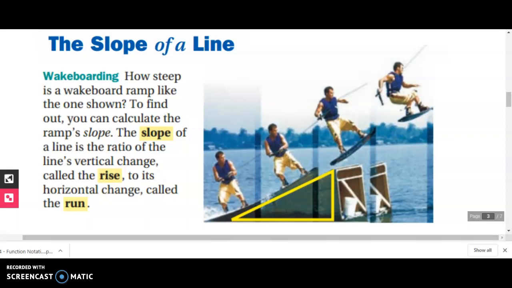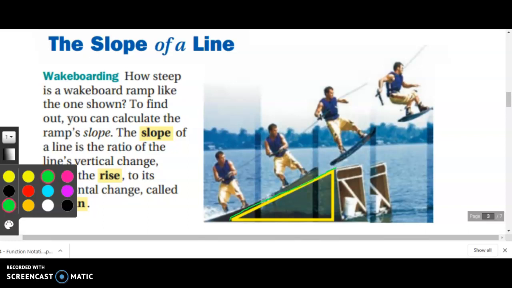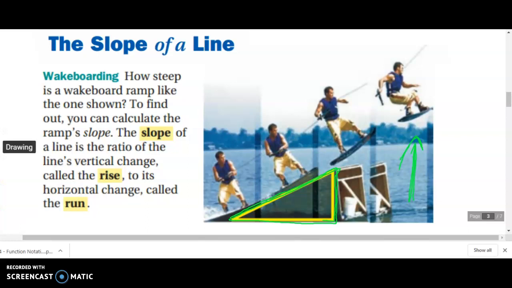here we see this wakeboard ramp, okay? And as you can build the ramp at different angles, obviously the best angle is going to give you the best jump. It looks like he got a pretty good jump there based on this ramp. So it says the slope of a line. How steep is a wakeboard ramp like the one shown? To find out, you can calculate the ramp's slope.